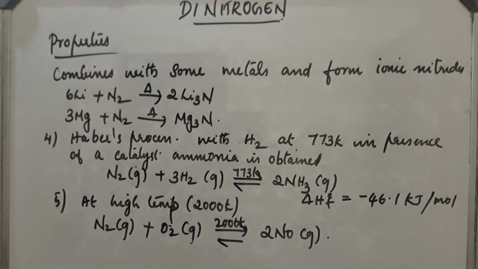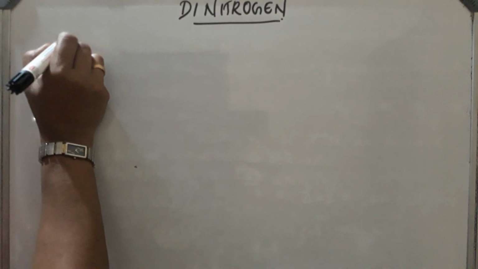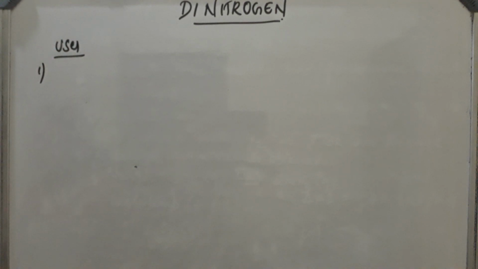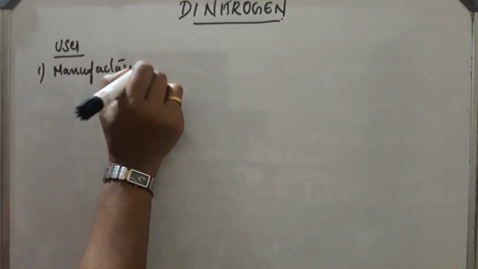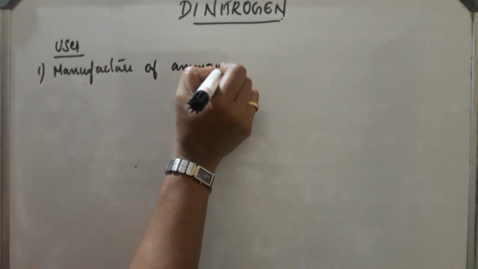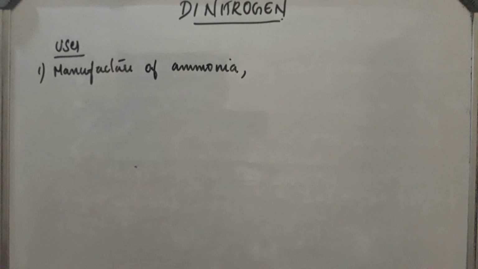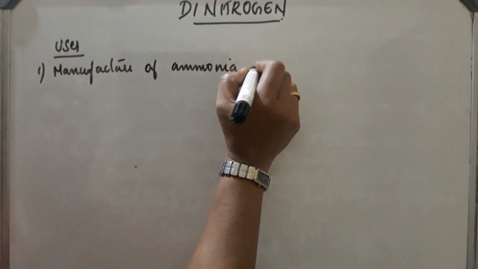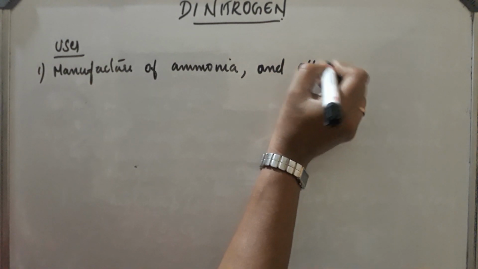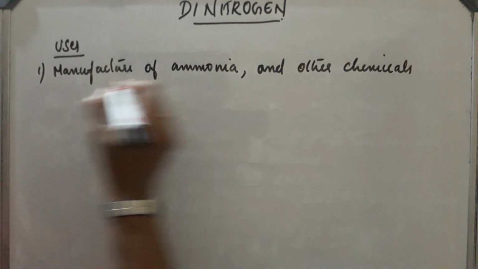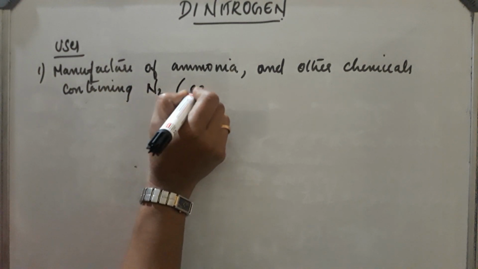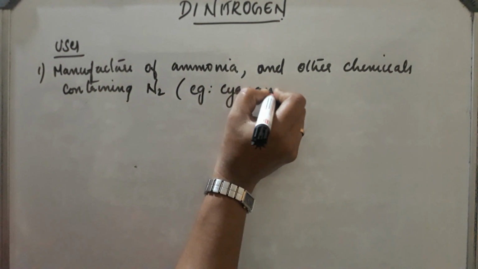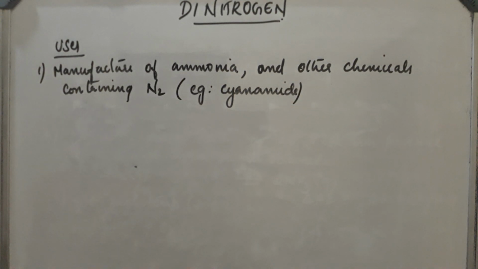Next, uses of dinitrogen. First use is the manufacture of ammonia. Then it can also be used for the manufacture of other chemicals containing nitrogen, for example cyanamide.